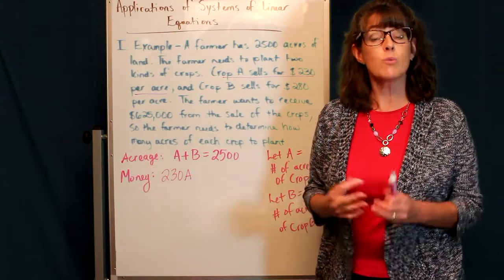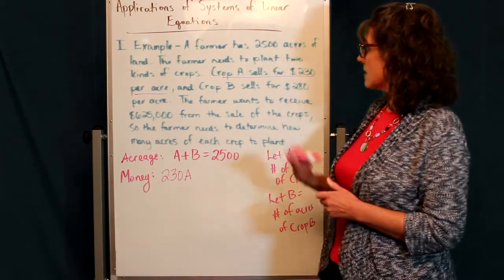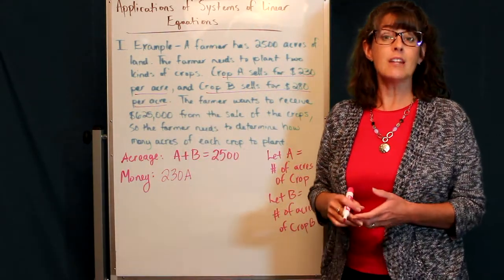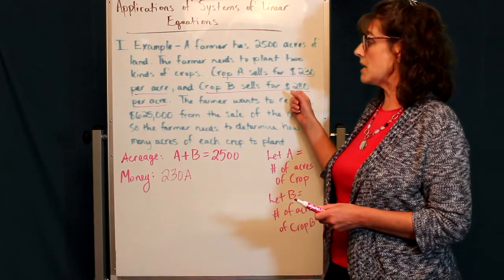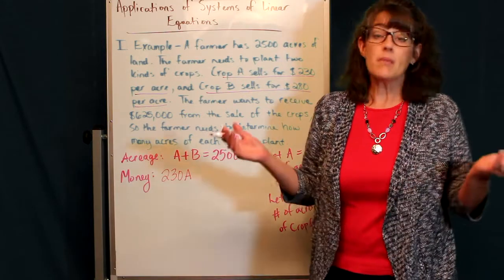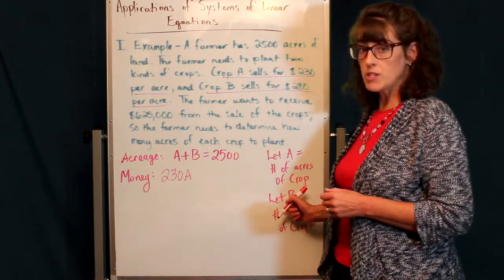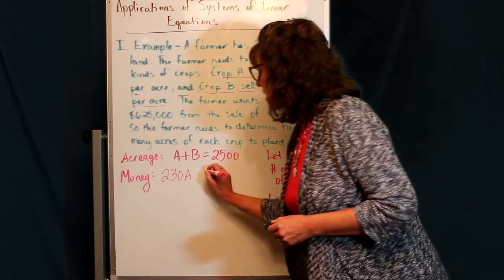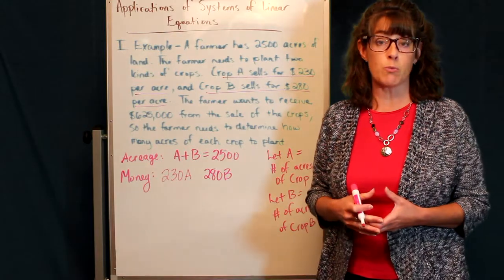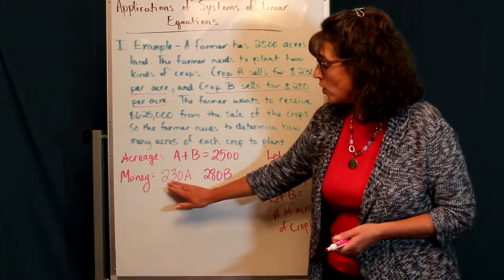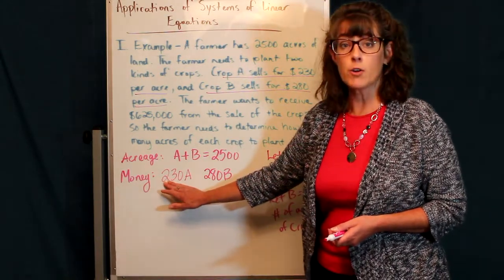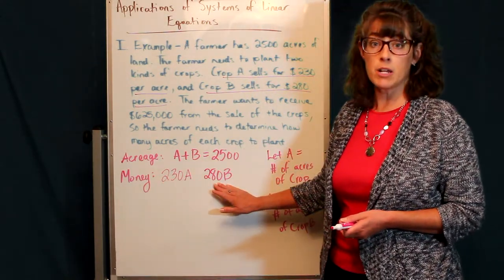So if that's the case, then what's going to happen with crop B? Yeah, take a look here. Crop B sells for $280 an acre. So once again, the fastest thing to do would be to multiply 280 times the number of acres for crop B. How many acres for crop B? Again, we don't know. We called it this right here. But what we do know is we're going to take that 280, we're going to multiply it to B. That's the amount of money that's being brought in off of crop B. So here's all the money being brought in off of crop A. Here's all the money being brought in off of crop B.